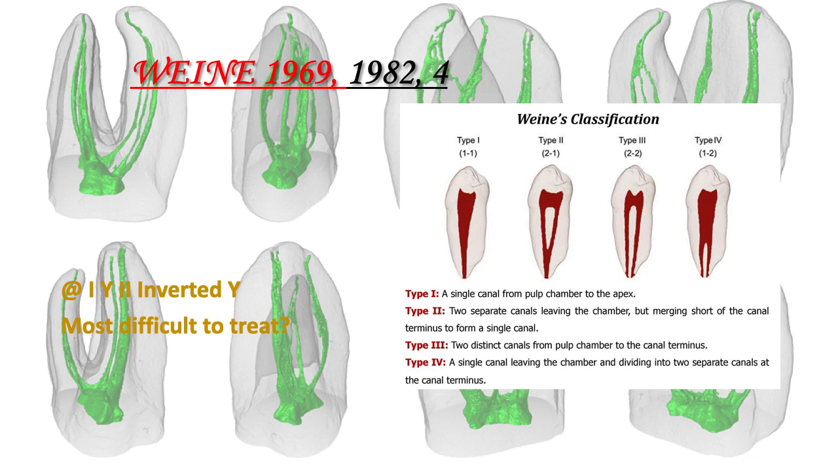I, Y, 2, inverted Y. I, that is type 1, a single canal from the pulp chamber to the apex. Y, that is type 2, two separate canals leaving the chamber but merging short of the canal terminus to form a single canal. 2, that is type 3, two distinct canals from the pulp chamber to the canal terminus. And inverted Y, that is type 4, a single canal leaving the chamber and dividing into two separate canals at the canal terminus. So remember I, Y, 2, inverted Y whenever you have difficulty in learning the configuration. But the question which is asked is, which is the most difficult to treat in Weine's classification? Type 4 is the most difficult to treat.